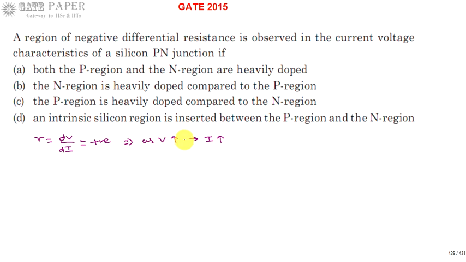Otherwise if voltage reduces, current should reduce. By that time it has positive resistance, and R is equal to dV by di. And it is negative when as voltage increases, current should reduce, or as voltage reduces, current should increase. In both cases, either current increases if voltage reduces or current reduces if voltage increases, at that time the resistance is going to be treated as negative. Now we will see what are the options.